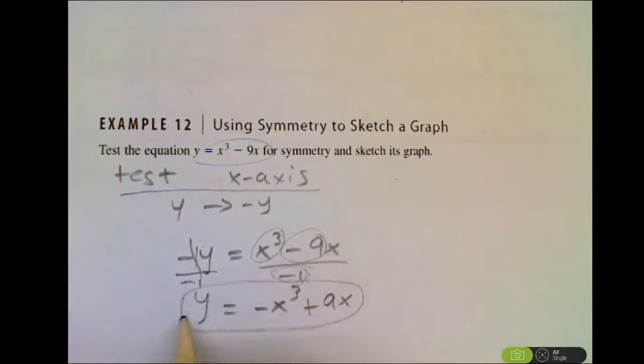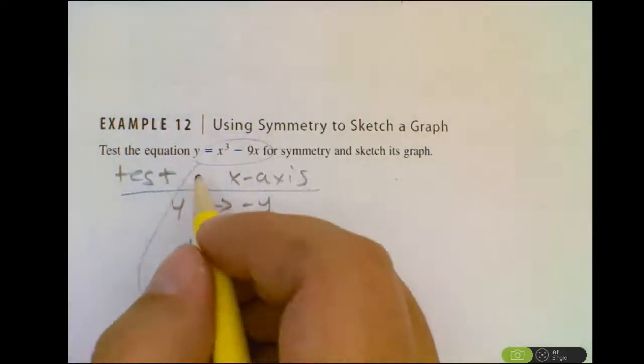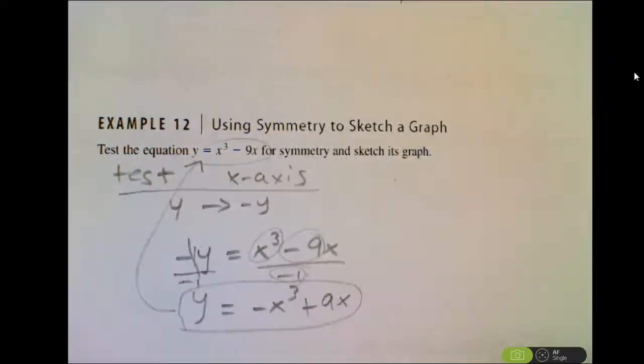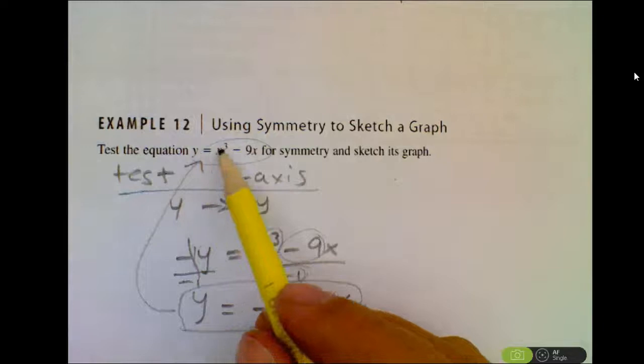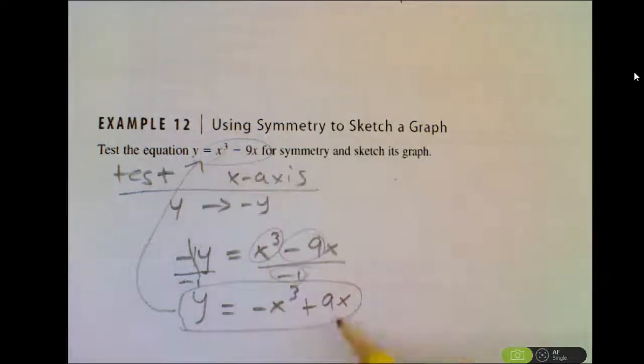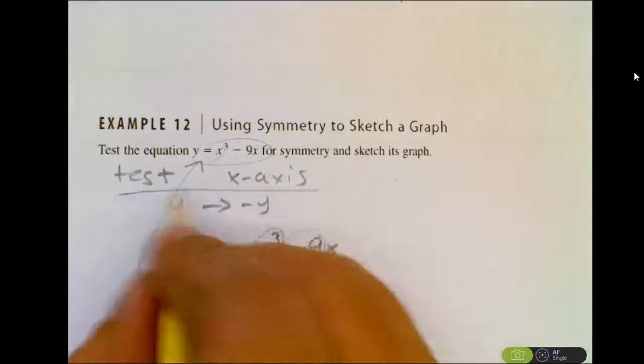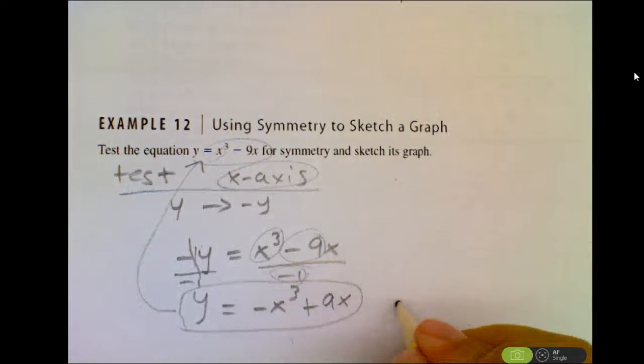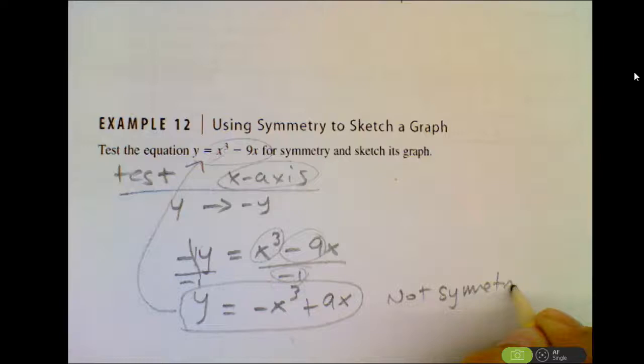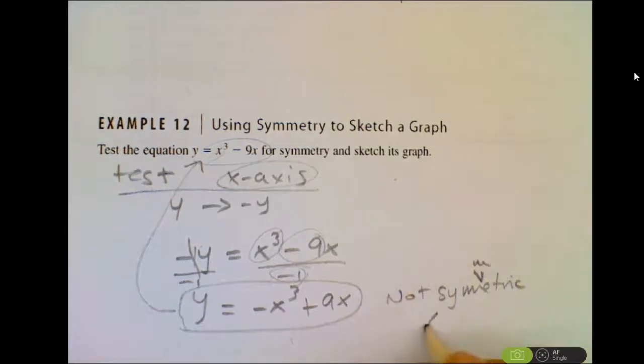Now you ask yourself, is this equation the same as the original? And the answer is no. The signs are different. So is it symmetric with respect to the x-axis? So the answer is no. Not symmetric with respect to the x-axis. So you have to keep testing.